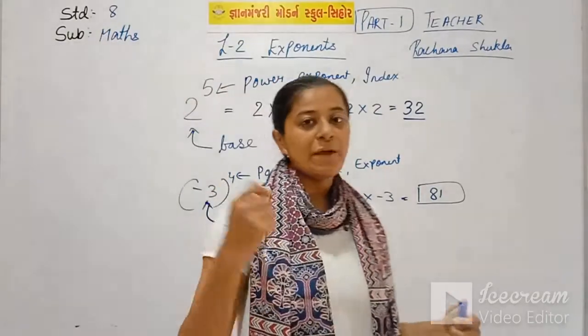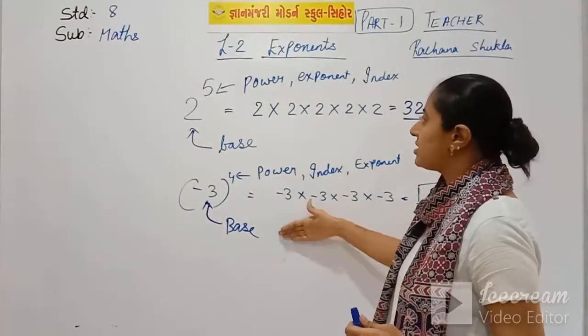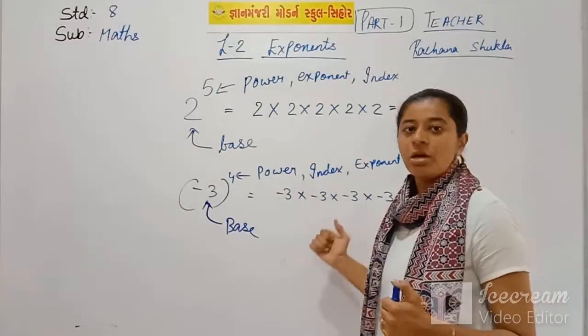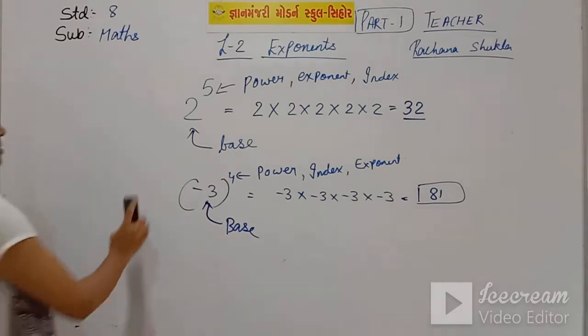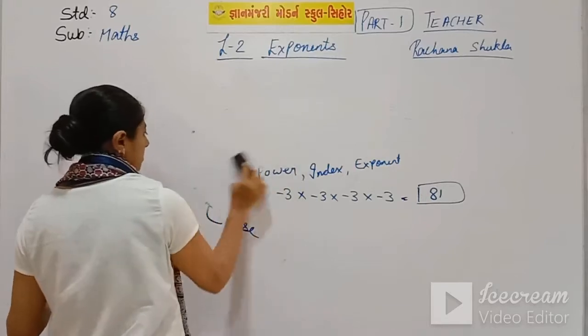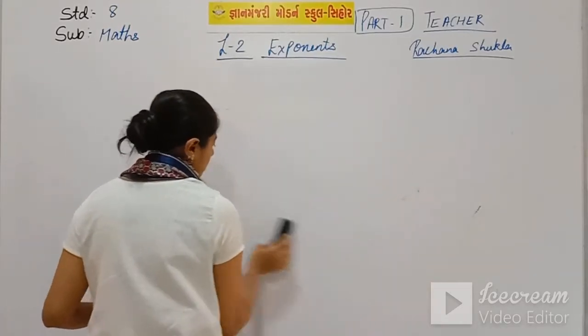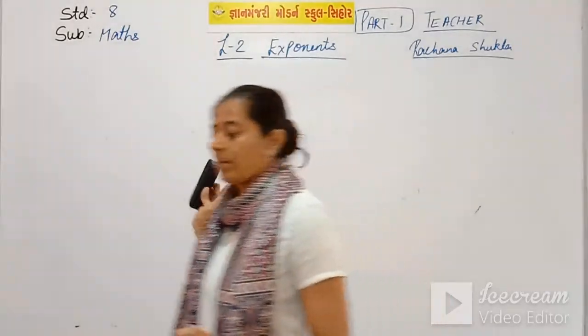Now we will see the definition of exponent. First you note down these two things in your fair book. You have to write these two things in your fair book. Now we will write the definition, and the definition also you have to write in your fair book.